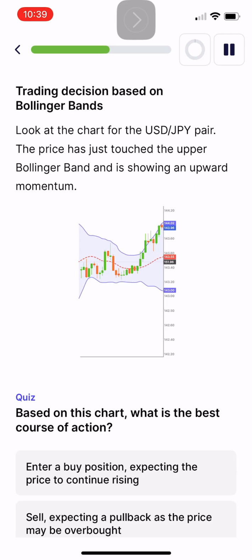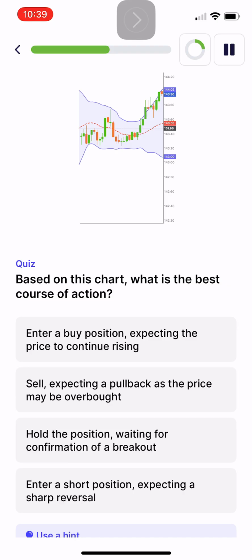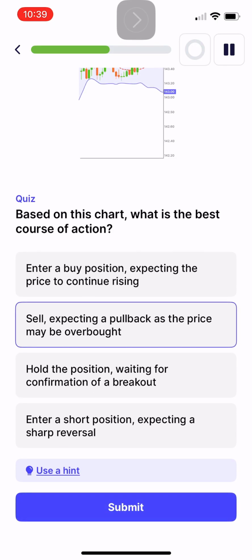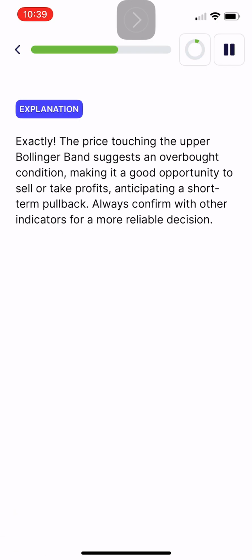Time for a quick quiz. Look at the chart for the USD-JPY pair. The price has just touched the upper Bollinger Band and is showing an upward momentum. Based on this chart, what is the best course? Yes, you're right. Exactly. The price touching the upper Bollinger Band suggests an overbought condition, making it a good opportunity to sell or take profits, anticipating a short-term pullback. Always confirm with other indicators for a more reliable decision.